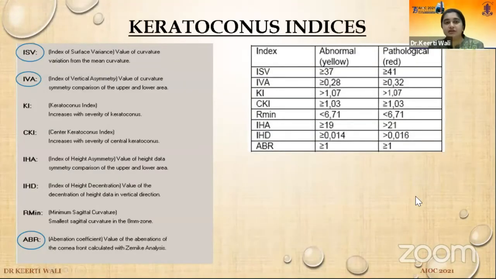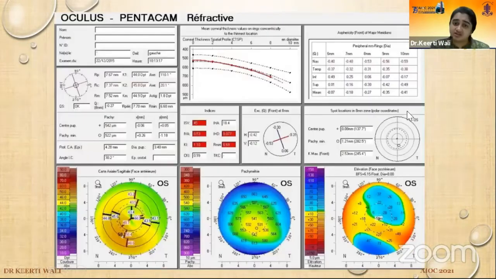The next thing we all see is the keratoconus indices. They are given differently in different machines. The most important indices among them are the index of surface variance, ISV, index of vertical asymmetry, IVA, and the aberration coefficient, ABR. We don't have to remember these values because the abnormal values are shown in the report in yellow color and pathological values are marked by red color. So the colors itself will alarm us.